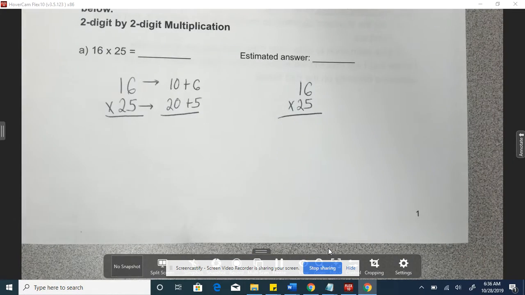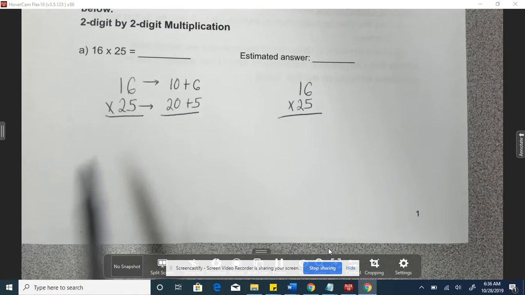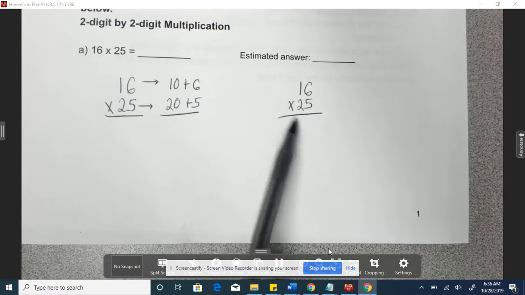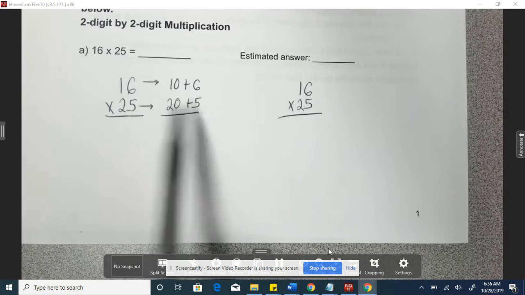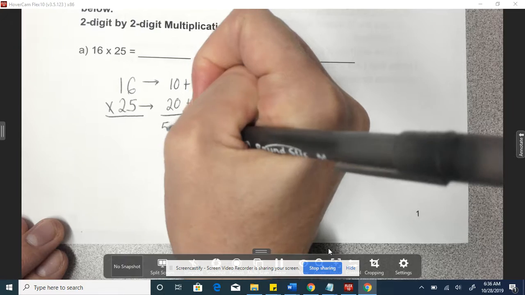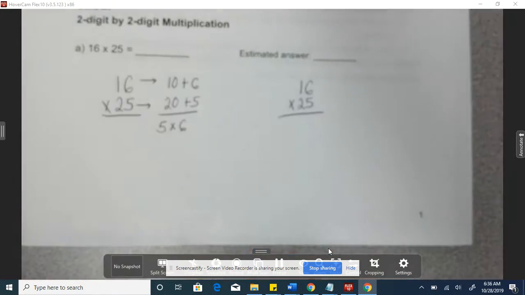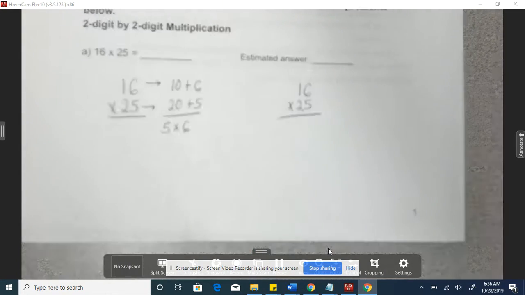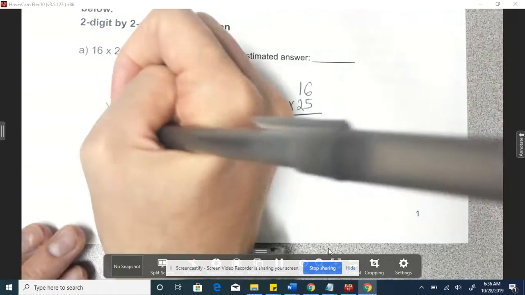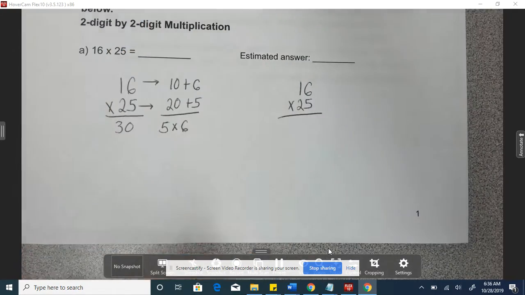All right, so we're multiplying starting with the ones place, no matter which method you choose to do. We're going to multiply 5 times 6. So I'm going to write that expression here, 5 times 6. And I'm going to write my answer, which is 30. 5 times 6 equals 30, underneath the original problem.